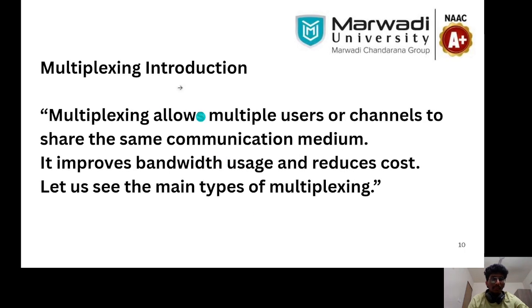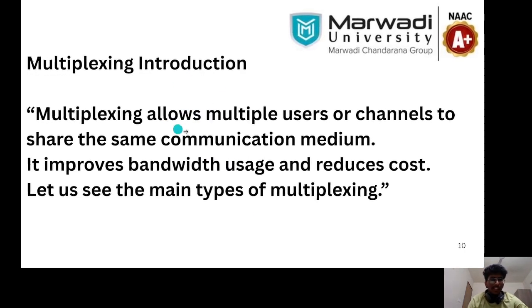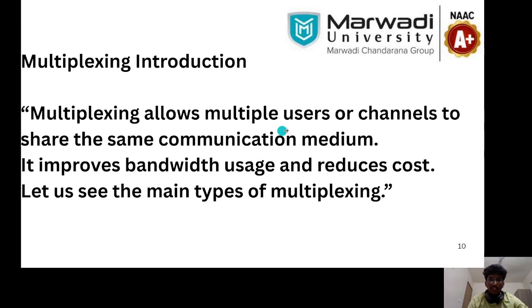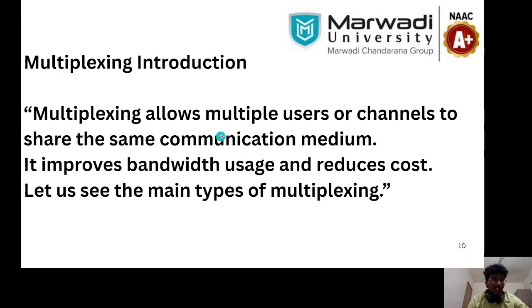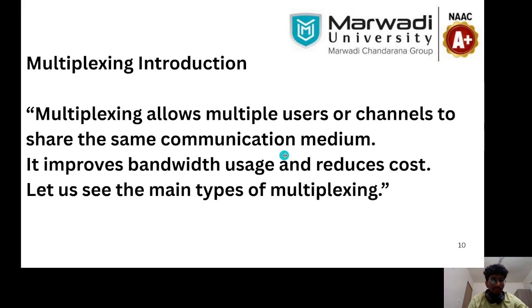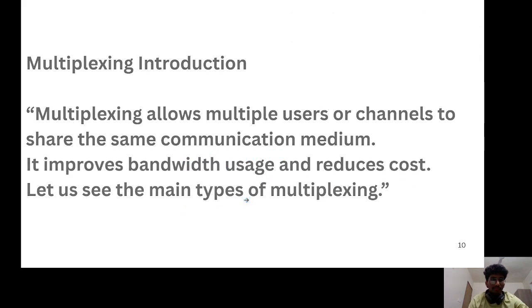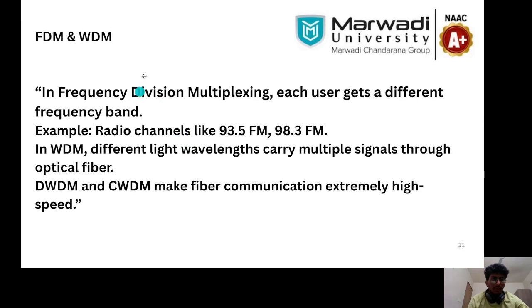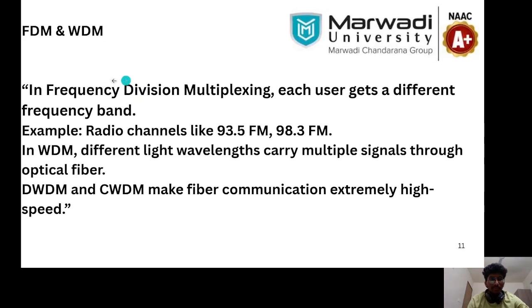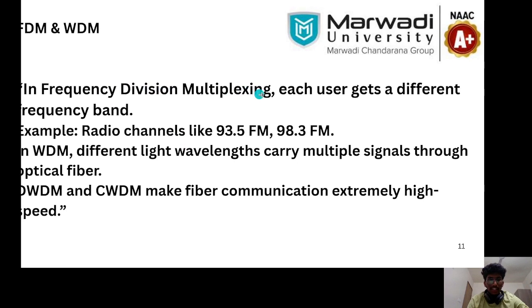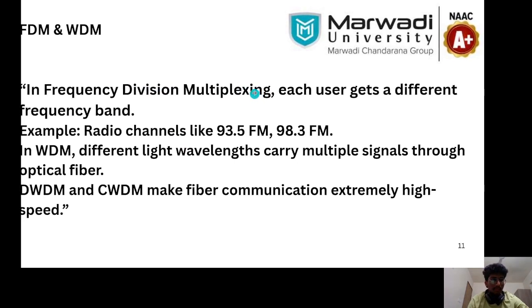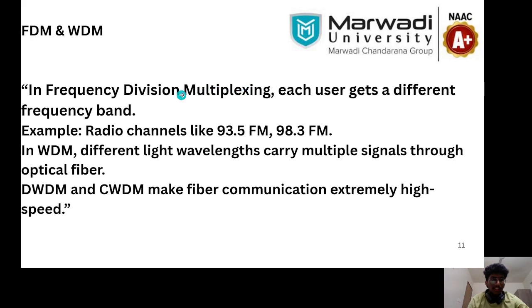And here is the multiplexing introduction. Multiplexing allows multiple users or signals to share the same communication medium, improving channel utilization and bandwidth and reducing cost. Let's see the main types of multiplexing. There are FDM and WDM. FDM is nothing but frequency division multiplexing, and WDM is nothing but wavelength division multiplexing.